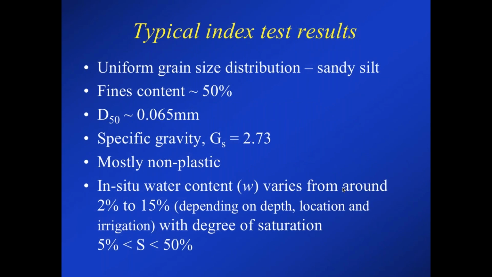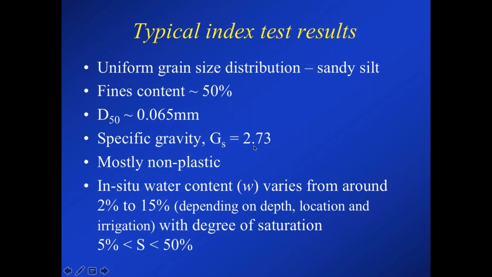And so a little bit of background, the index testing on the soils: it's a relatively uniform grain size distribution. It's predominantly sandy silt, probably gets finer with depth because of the high overburden pressure and crushing and a little bit of weathering. And the fines content is typically around 50%, higher in places, it's not uniform, but on average around 50%, a little bit larger with depth. Mean grain size is about 0.065 millimeters.